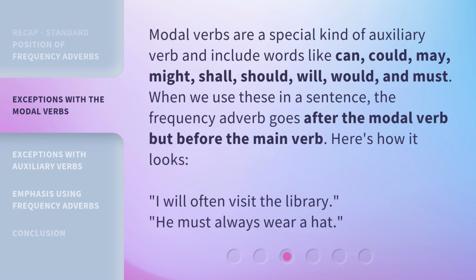Modal verbs are a special kind of auxiliary verb and include words like can, could, may, might, shall, should, will, would, and must. When we use these in a sentence, the frequency adverb goes after the modal verb but before the main verb. Here's how it looks. I will often visit the library. He must always wear a hat.